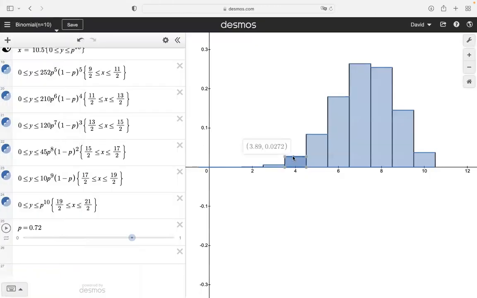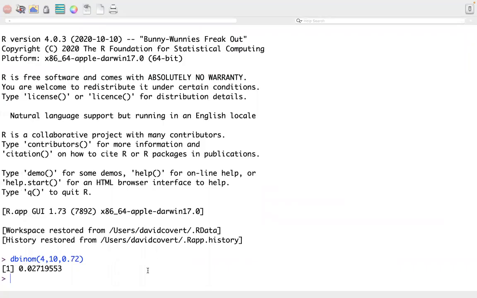If we go to Desmos and look at what the height is, I'm just bad at estimating heights. This is 0.0272. That's the height of that. And then if we go back to R, we get 0.0272. So those agree up to 4 decimal places. That's basically what the dbinom function does: it tells you the probability of having exactly 4 successes out of 10 trials with a probability of 0.72. And then you of course can change the numbers to fit whatever example you'd like to do.